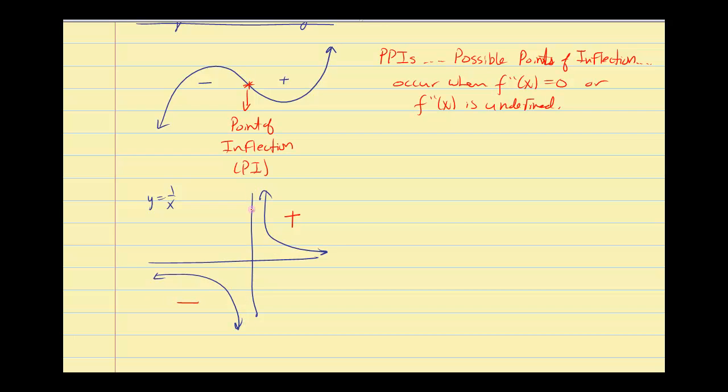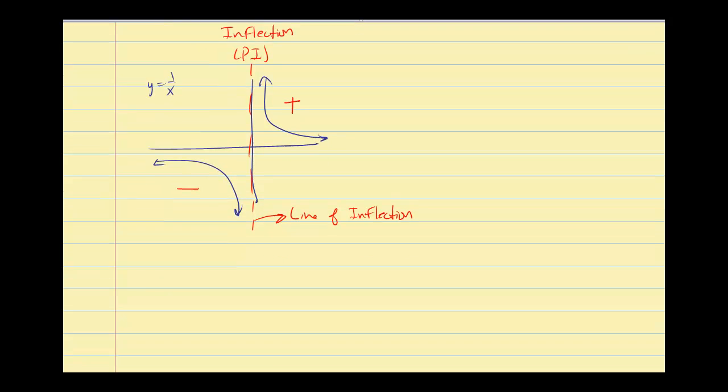But we don't have a single point where my concavity changes. I have a vertical asymptote here. So this vertical asymptote is called my line of inflection. So again, a possible point of inflection might actually be a line of inflection. It kind of depends on what the actual function is.